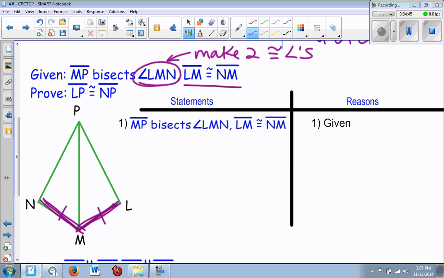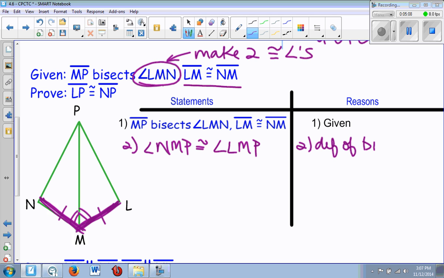Notice M is the middle letter, so that's the vertex M. If that angle is bisected, that means I have two congruent angles. They would be named correctly angle NMP and angle LMP. And they are congruent because of the definition of bisect. If an angle is bisected, that means that we have two congruent angles.